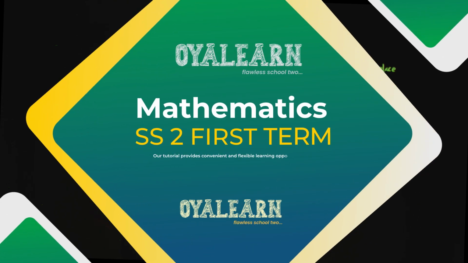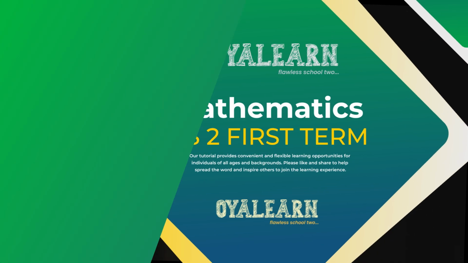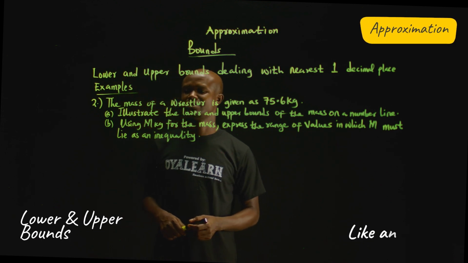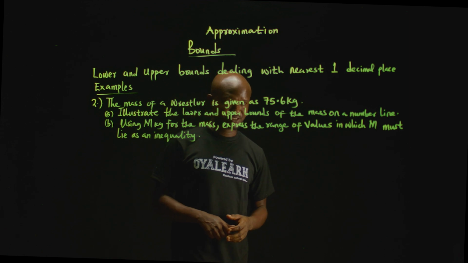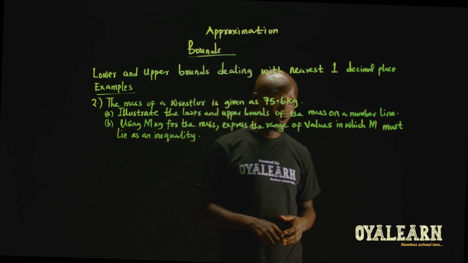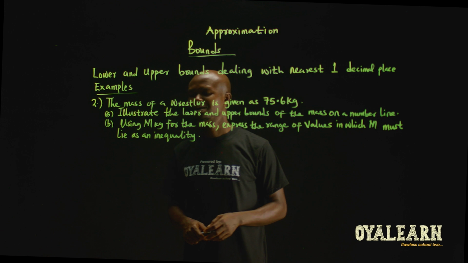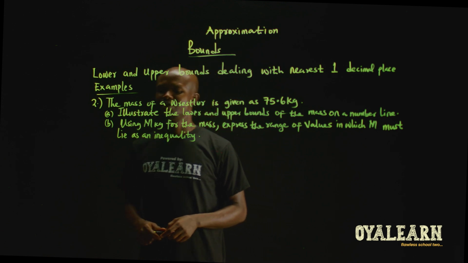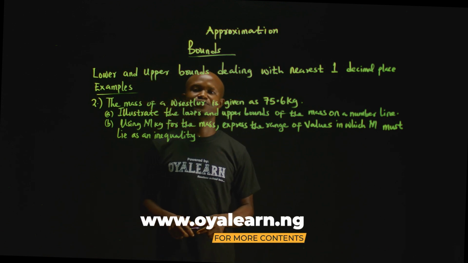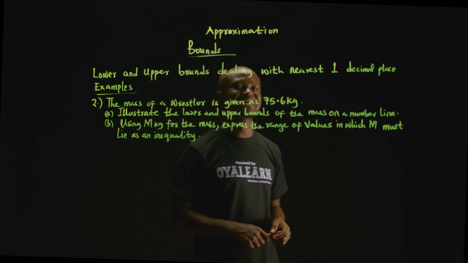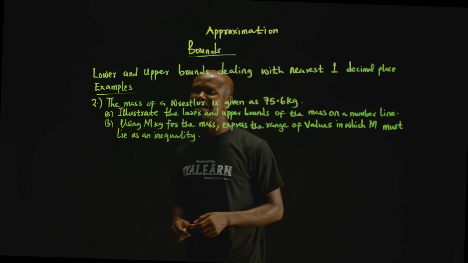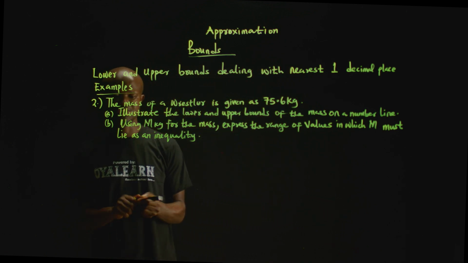The mass of a wrestler is given as 75.6 kg. A. Illustrate the lower and upper bands of this mass on a number line. B. Using m kg for the mass, express the range of values in which m must lie as an inequality. Solution.